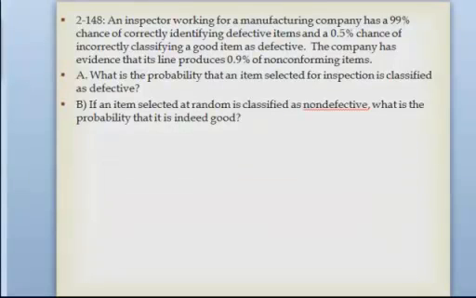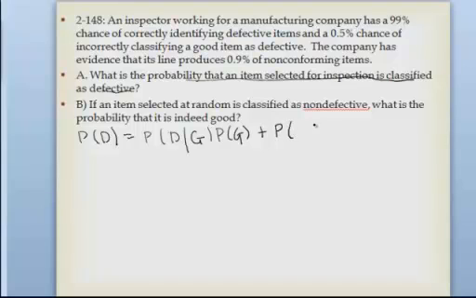Okay, so first thing we want to do is figure out the probability that an item selected for inspection is classified as defective. Well, we've already worked through this kind of thing quite a bit, so we'll just write it right out. The probability that it's classified as defective is the probability that it's classified as defective given that it's good, times the probability that it's good, plus the probability that it's classified as defective given that it's not good, times the probability that it is not good. And so we can write all those out.